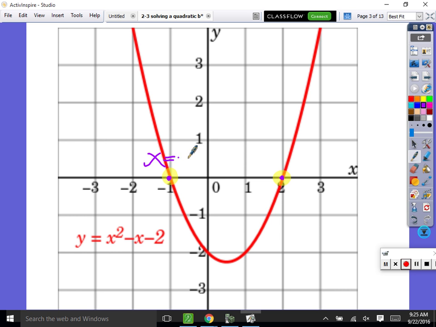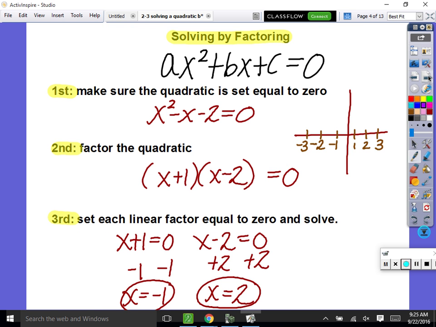We know we wrote that as x is equal to -1, correct? And then it's crossing at +2. X is equal to +2. So these are considered the solutions. If we were to solve a quadratic, then these would be the solutions. So we can solve a quadratic, find the solutions, find where it crosses the x-axis, by graphing. Sorry, not by graphing, by factoring. So all you have to do is one step further. This is how we solve by factoring.